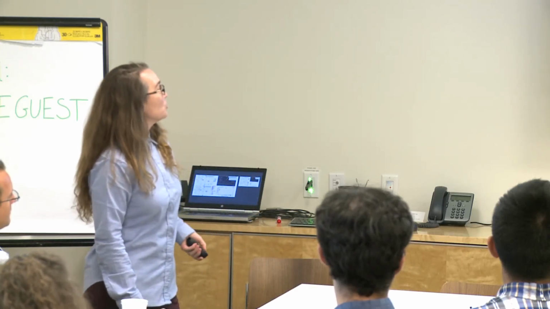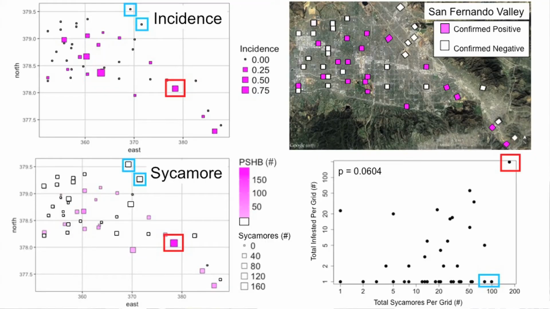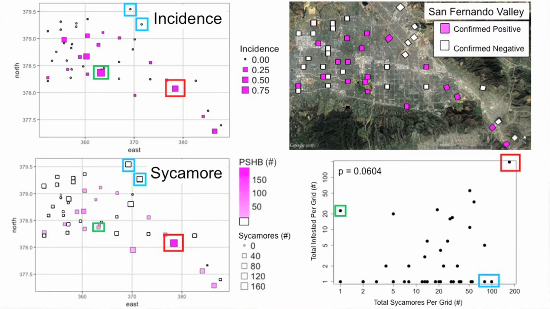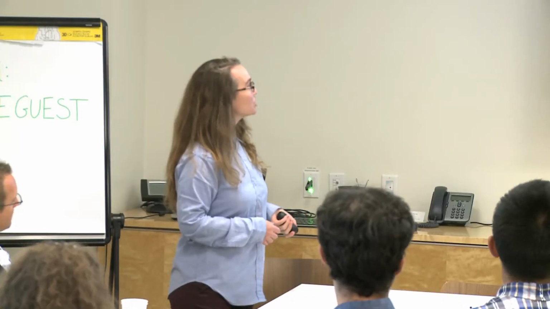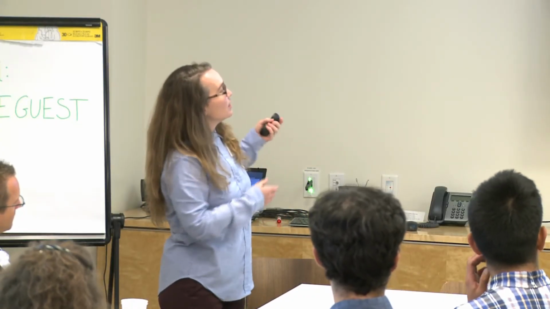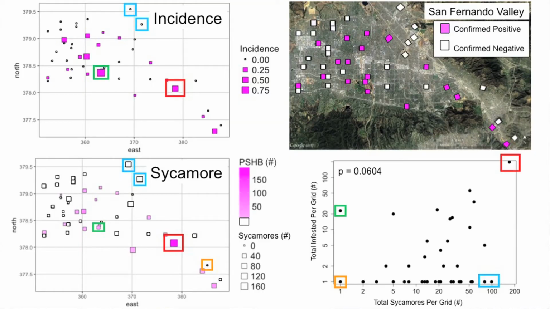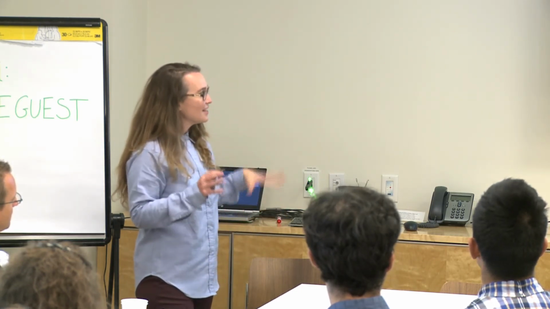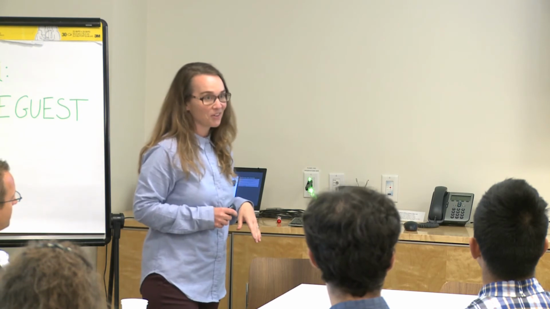Other locations you don't have that much sycamore, but you have a lot of disease, which was not what we expected. And then other locations where you had hardly any sycamores and no disease. And so this trend of the number of infested trees per grid and total numbers of sycamores per grid is almost significant, but there are these outliers disrupting the pattern a little bit.